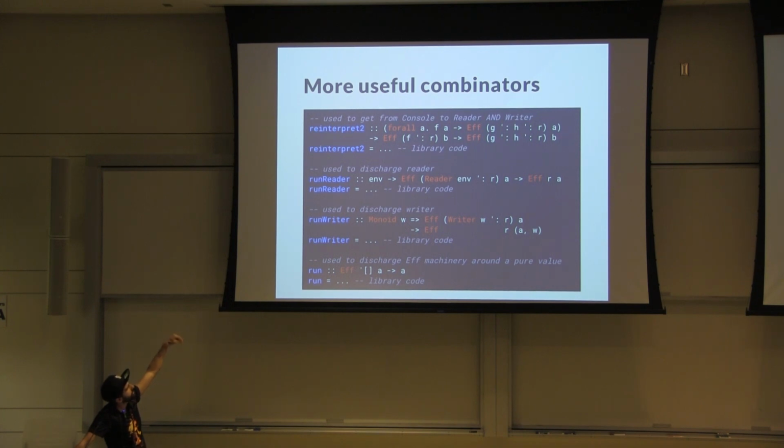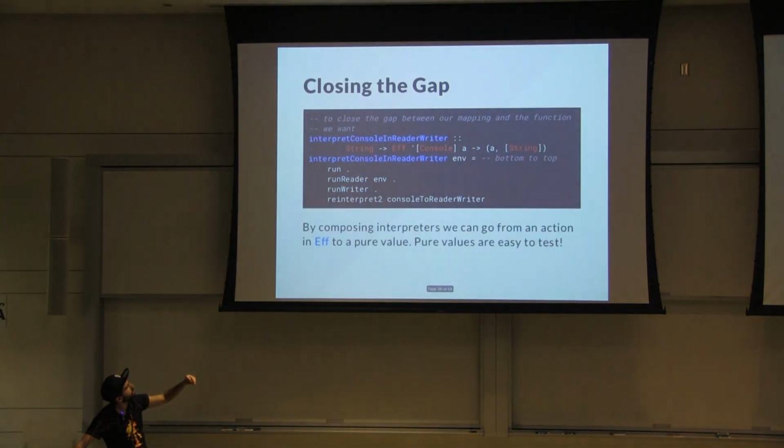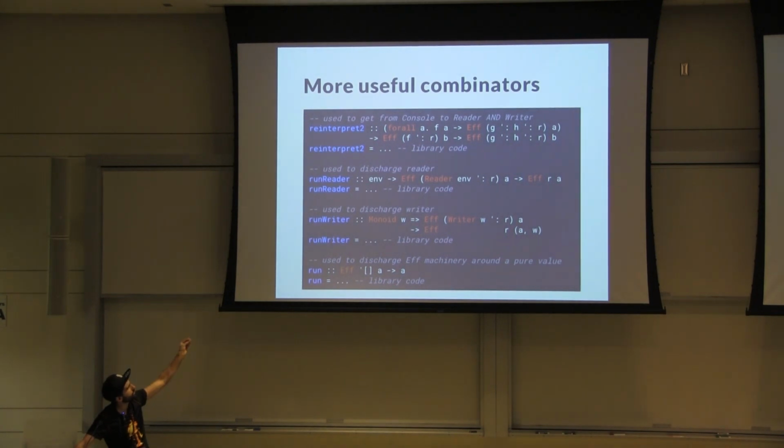Additionally, runReader and runWriter do similar things to what they do for transformers. You can supply the actual reader input, and for runWriter, you also get a W as the output. And then run, in this case, basically says if your effect list is empty, as in there are no effects, we can just shed all of that machinery and get a pure value out because there are no effects left to interpret.